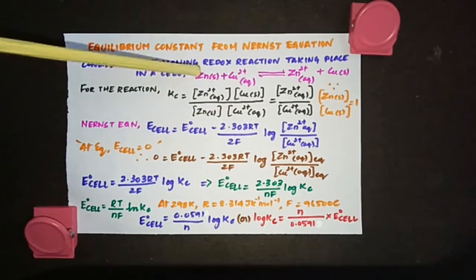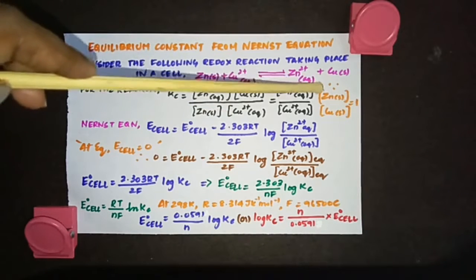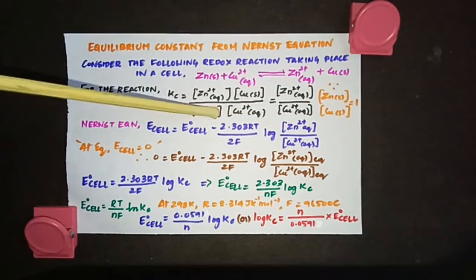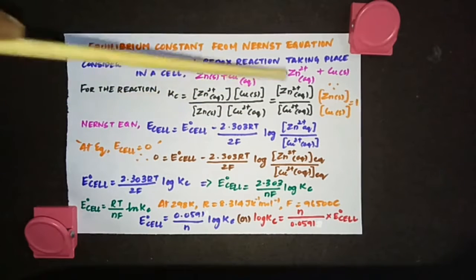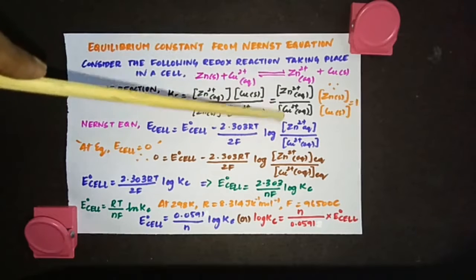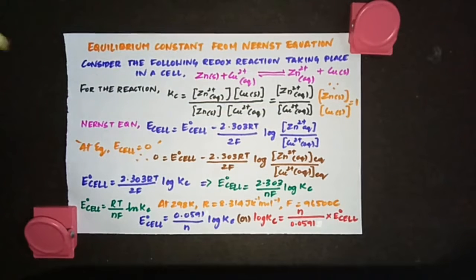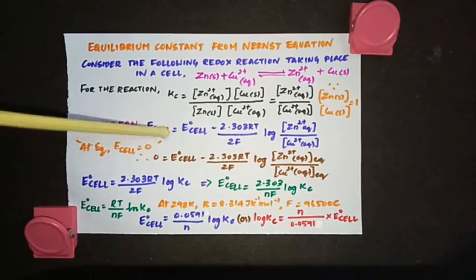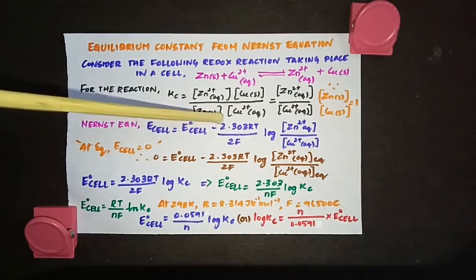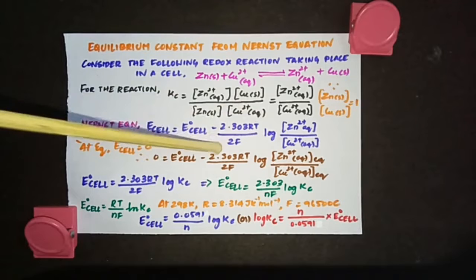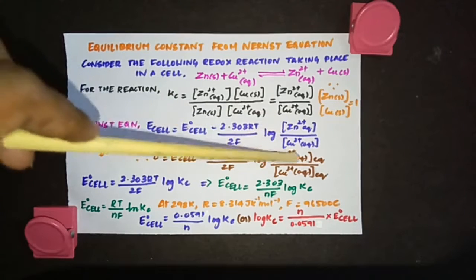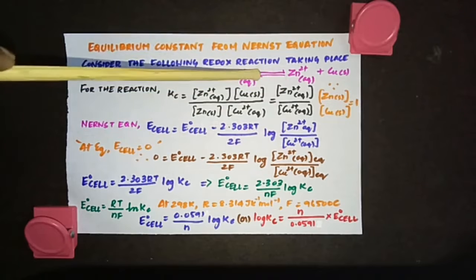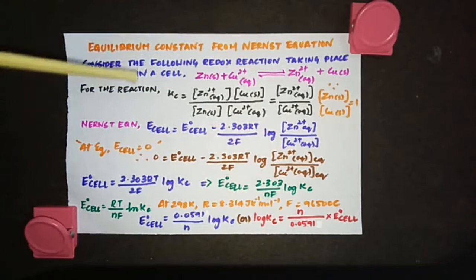Now here we have already seen the molar concentration of the solid is taken to be 1. So this will be equal to 1, and this will also be equal to 1. So Kc becomes Zn2 plus concentration by Cu2 plus concentration. Now let's take Nernst equation. For Nernst equation, we know E cell is equal to E naught cell minus 2.303 RT by 2F log Zn2 plus by Cu2 plus, anode by cathode. So this is the Nernst equation for this reaction, and we know here the equilibrium has reached.